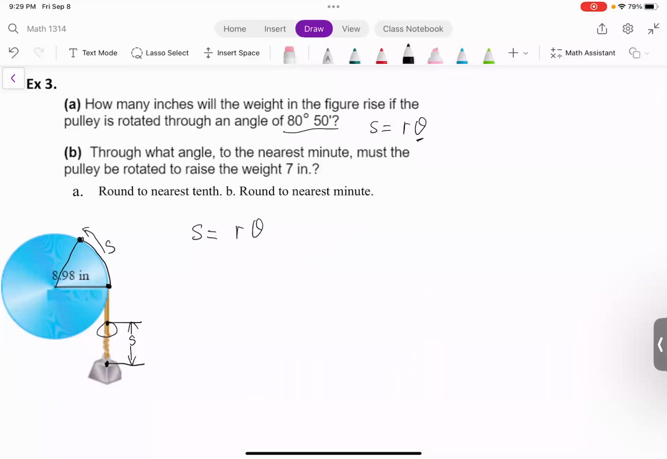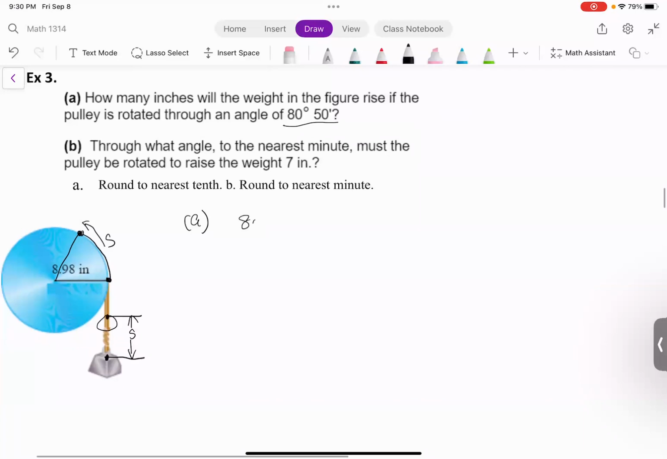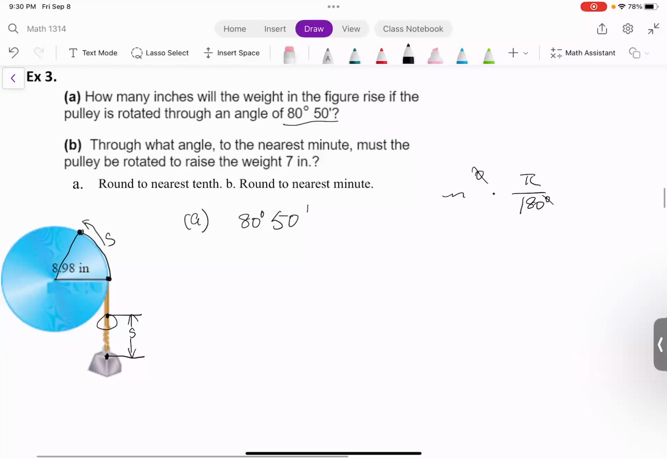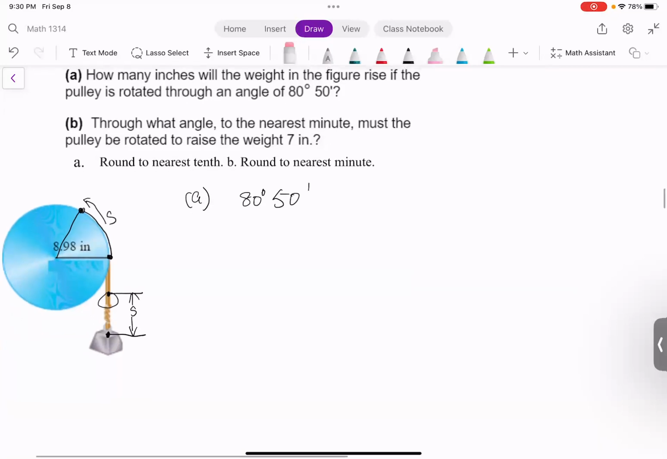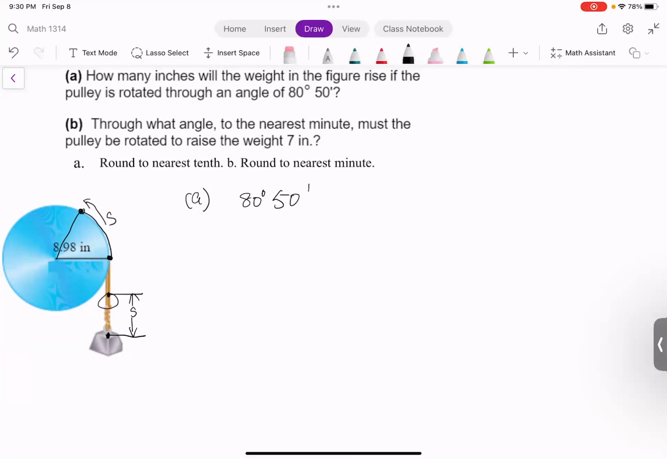The theta must be in radian mode. So the first step, I must leave some space here and convert my theta into radian mode. We have 80 degrees, 50 minutes. How to convert it to radian mode? If I have some degrees, I multiply by pi over 180 degrees. So degrees cancel and I get radians. But this angle is not pure degrees. It has minutes. That means I need to convert it all to degrees, and then convert to radians. So let's break down the 80 degrees and the 50 minutes.